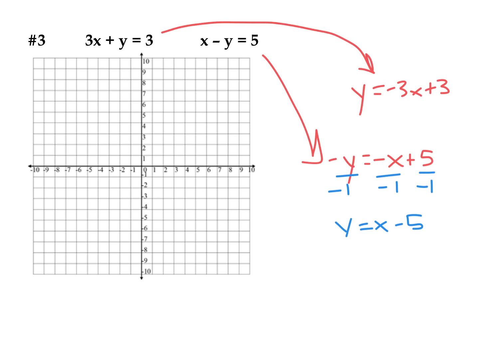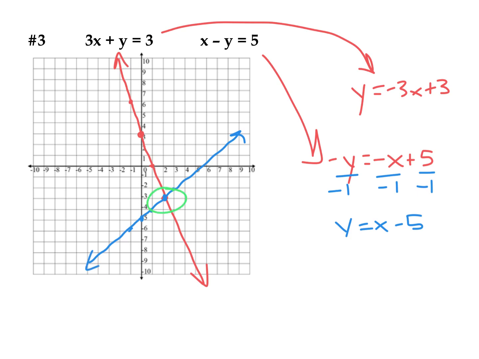So that first equation, y equals negative 3x plus 3, so I go to 3. I'm going to go down 3 over 1, down 3 over 1. I could go up 3 and left 1, as long as one of the numbers in your slope is negative when you have a negative slope. So I will draw my line through those points, and I've got that equation graphed. Now the next one, y equals x minus 5. So negative 5, I go up 1 over 1, up 1 over 1. I've got a pretty good idea where my intersection is going to be, and I can draw my line through those points. And so I've got my second line graphed, and it looks like that's my solution.